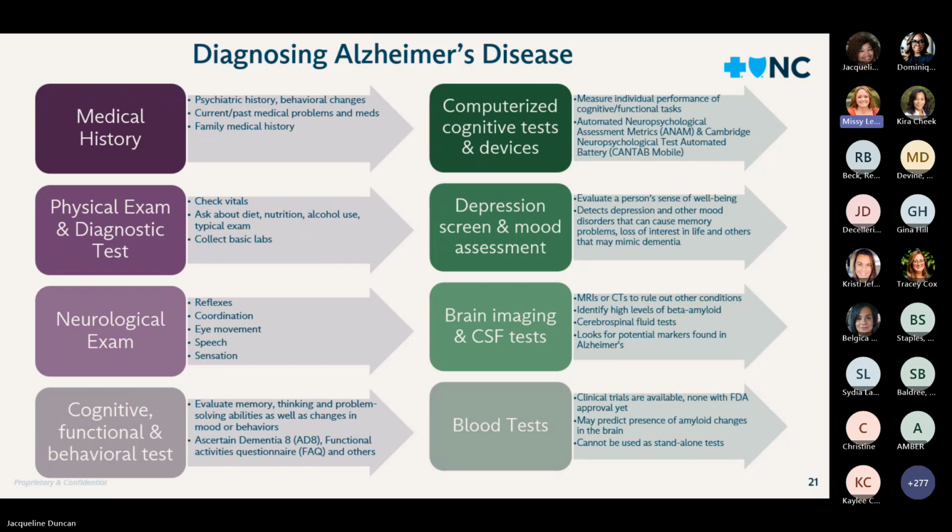Depression screening and mood assessments are common to evaluate mental status. There are also brain imaging tests such as MRIs and CT scans that can help to rule out other conditions or identify potential markers found in Alzheimer's. Blood tests that may be able to predict amyloid changes in the brain are available for special cases and clinical trials, but none have been FDA approved yet.